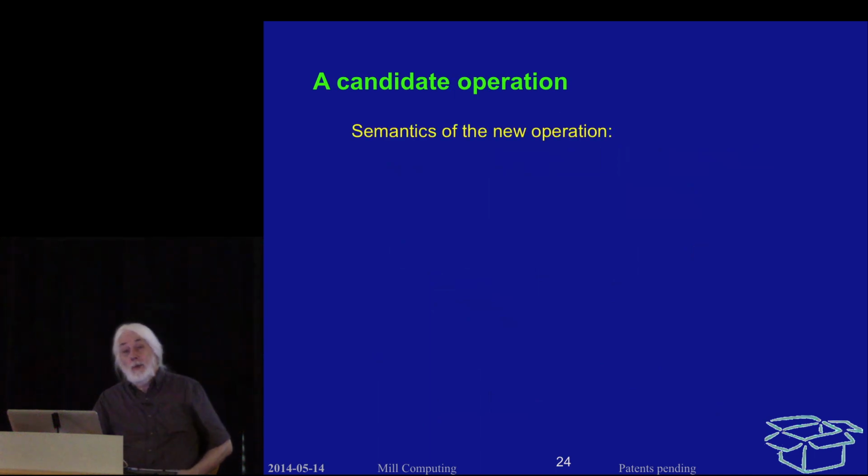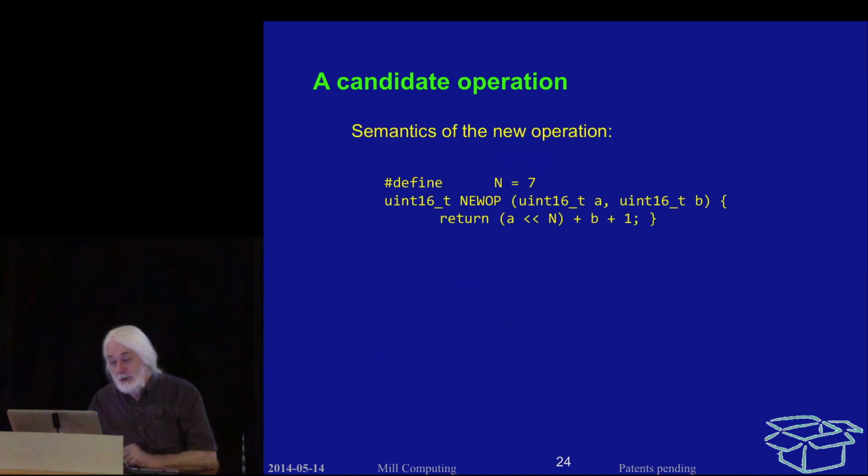So we need a candidate operation. It will use attributes. And there is our candidate operation. We'll assume that we have two half words, that we want to shift one of them by a certain amount, add the second one, and add one. This is the kind of bit packing that is typical on the data plane of a router, figuring hop counts and so forth. And in many cases, performance on these things is critical.